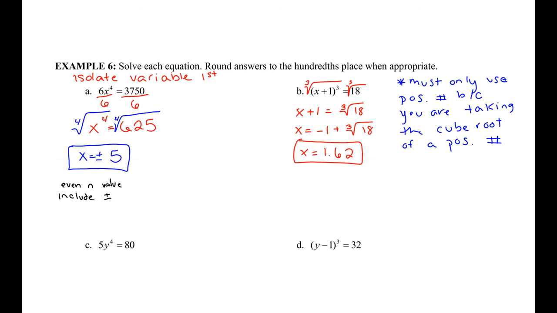Please try and do example C and D on your own. C is similar to A, and D is going to be similar to B. We will talk about the rest of the examples together tomorrow in class.